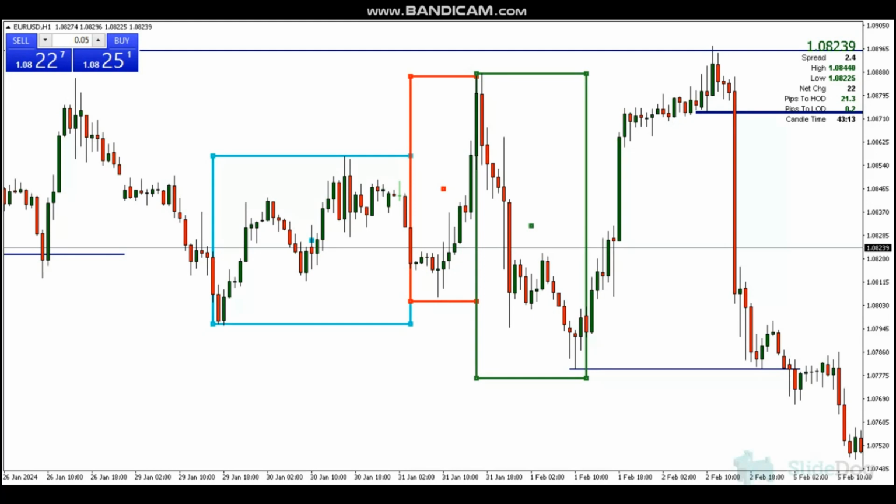One phase, accumulation, can occur in the London session, manipulation occurs in the New York session, and they can distribute in Asia. It's the same as, they could do accumulation in London, manipulate in Asia, and distribute in London the next day. As long as you stick to the concept.